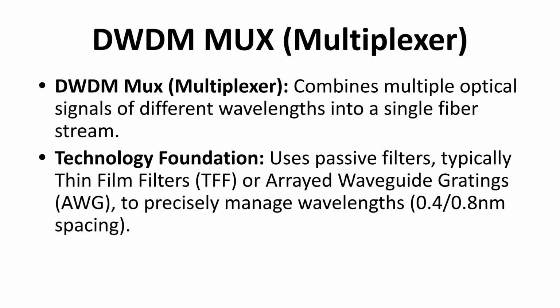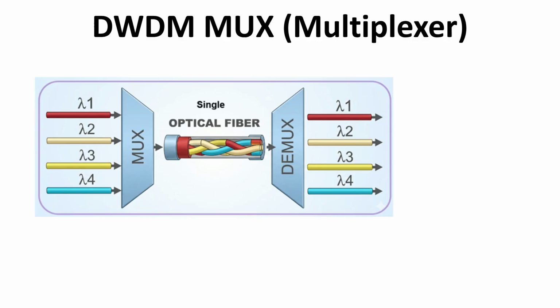Its foundation uses passive filters, such as thin film filters or arrayed waveguide gratings, for precise wavelength management with tight spacing. This diagram shows the basic operation. The MUX combines various wavelength channels onto a single optical fiber. At the other end, the DMUX separates these wavelengths back into their individual streams.